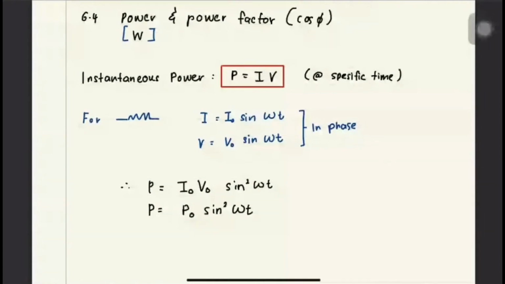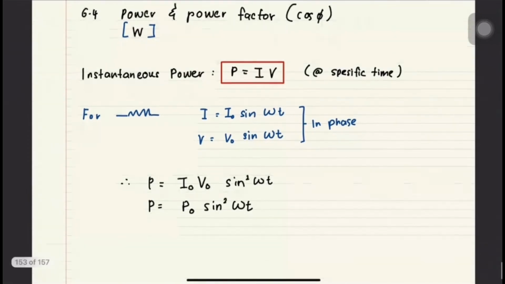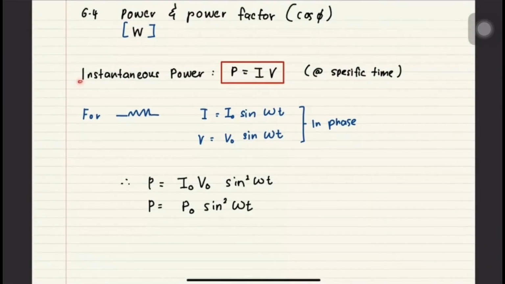Before we go into power factor, we want to focus on power first. There are usually a few types of power. In this chapter you will find average power, instantaneous power, peak power, apparent power, and real power. But over here, we start with the instantaneous power first. Instantaneous power means power at one particular time.